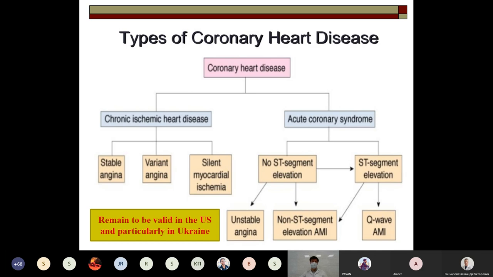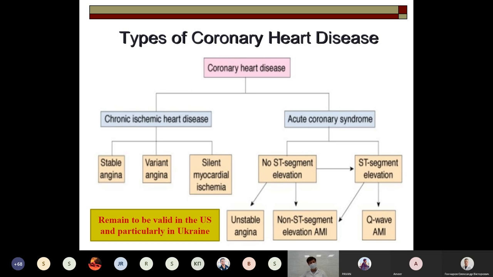That's so-called old-fashioned, I think. The types of coronary artery disease should be divided into two groups, the chronic CAD and the acute coronary syndrome. Some countries use this approach now. The other topic of our lecture is chronic ischemic heart disease, and the left side is critically important.